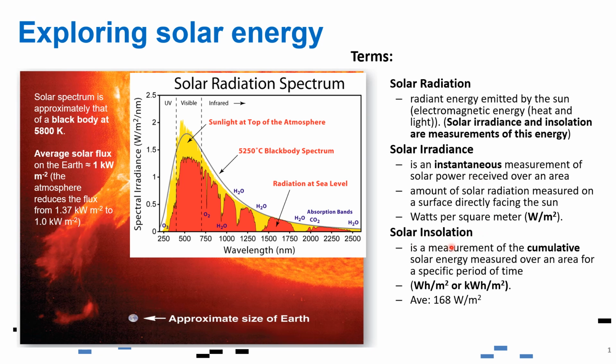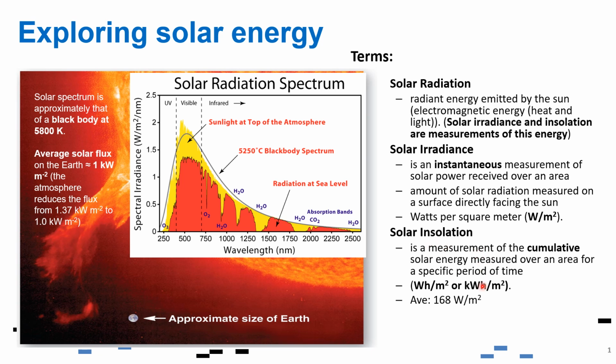When we say solar insolation, it's more of a cumulative solar energy measurement. It means that, for example, throughout the year, the solar insolation includes those times when there is no sun shining, like the nighttime or the cloudy days, together with the times when the sun is shining. We can calculate all of this time and make it an average.